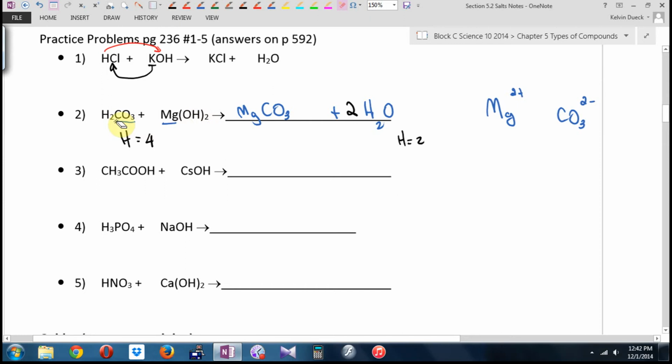So I have 1, 2, 3, 4 hydrogens. Check. And I'm not going to look at the oxygen here. I'm treating that as one funky molecule. But I am breaking up the OH.